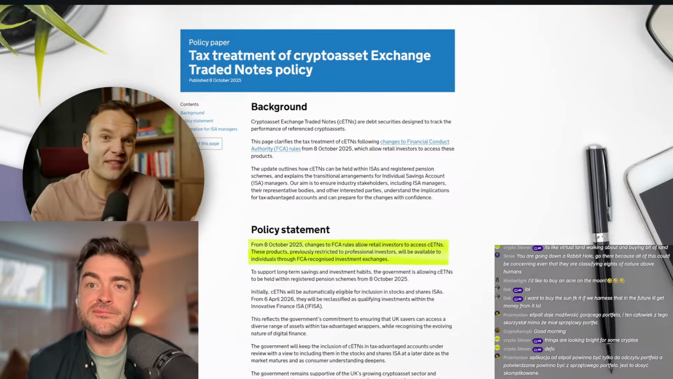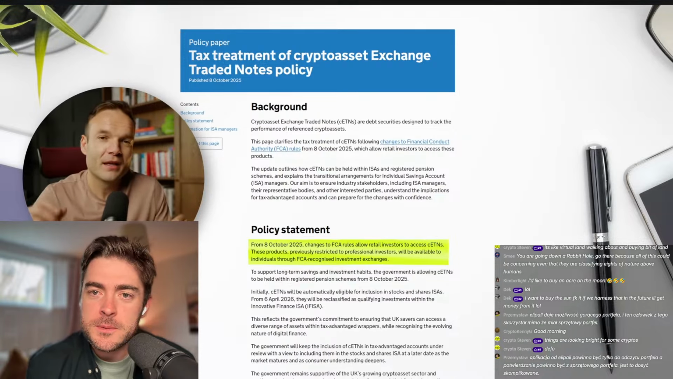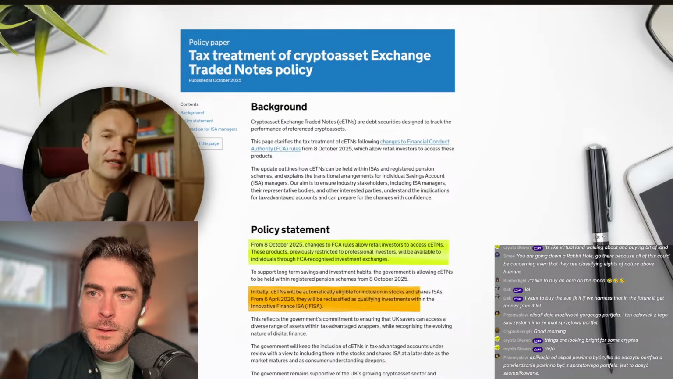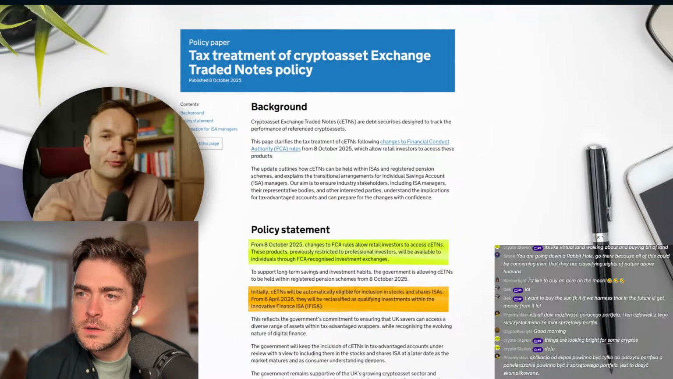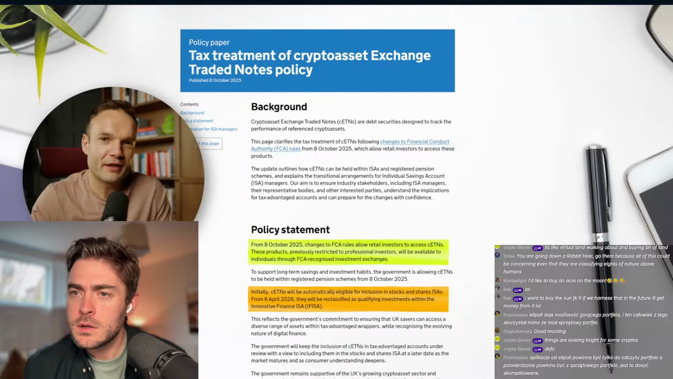Now, secondly, and this is the slightly frustrating and confusing bit, they say the following. Initially, CETNs or crypto ETNs will be automatically eligible for inclusion in Stocks and Shares ISAs. From the 6th of April 2026, they'll be reclassified as qualifying investments within the Innovative Finance ISA.